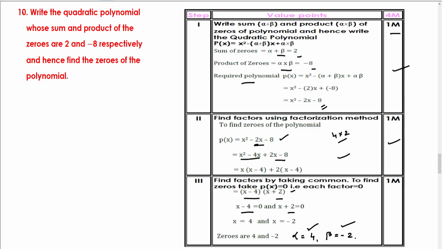To get zeros, you have to equate the polynomial or factors to 0. X minus 4 is equal to 0, x is equal to 4, x plus 2 is equal to 0, x is equal to minus 2. Therefore, the two zeros are 4 and minus 2. That is alpha is 4, beta is minus 2. If you do this much in these 3 steps, you can solve the problem. For every step, you will get 1 mark and thus you can score 3 marks easily.